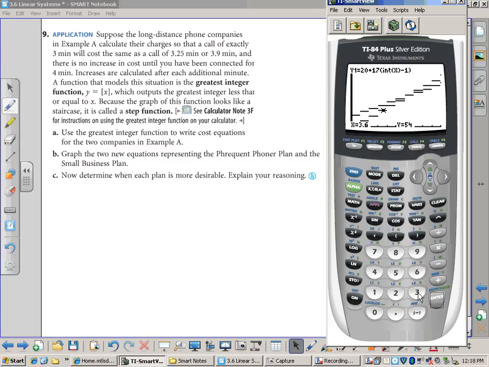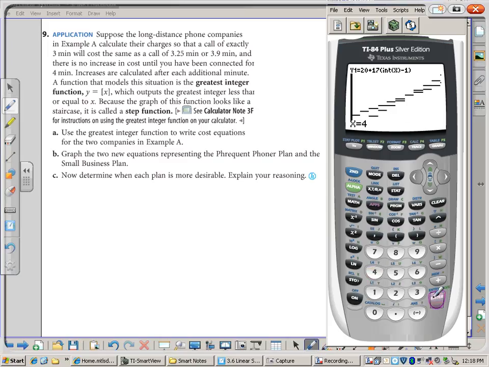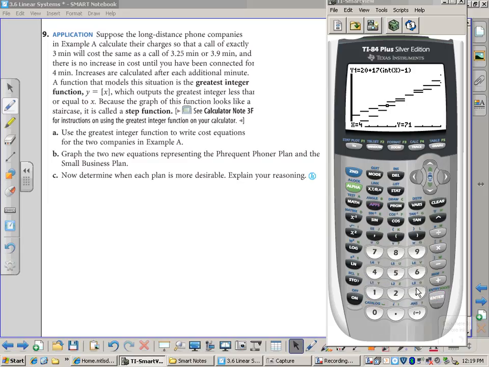3.6 minutes would cost 54 cents. 3.9999 minutes would cost 54 cents. You don't get charged the next amount. You don't get charged 17 cents more until you get to 4 minutes. And then it jumps up. Sorry about that. Then it jumps up to 71 cents.